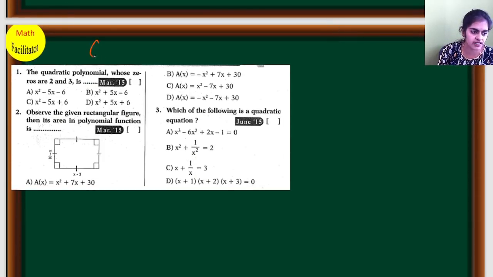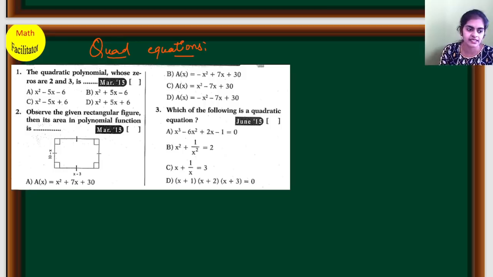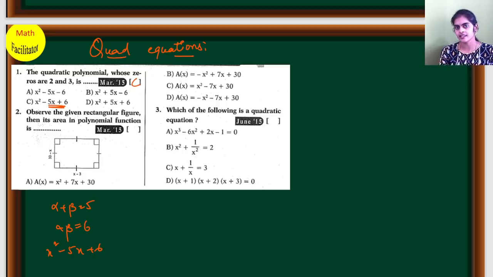So let us proceed to quadratic polynomials now. Sorry, quadratic equations chapter. So the quadratic polynomial whose zeros are 2 and 3. Okay, if zeros are 2 and 3, what is the quadratic polynomial? You can just see the sum of the zeros is 5, product of the zeros is 6. So the polynomial is x square minus 5x plus 6. So where do you have x square minus 5x plus 6? Here it is. Directly you can take the answer. You don't have to factorize it also.